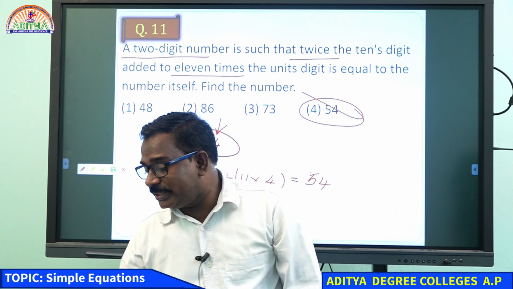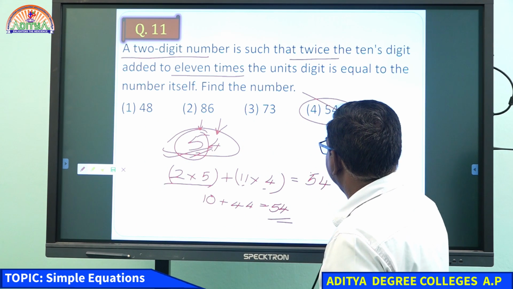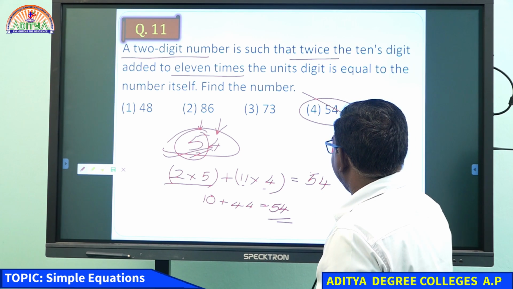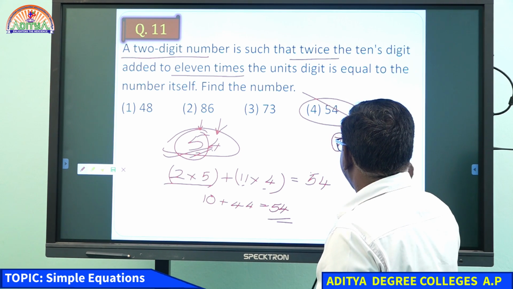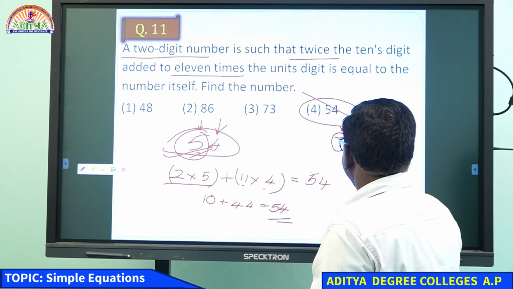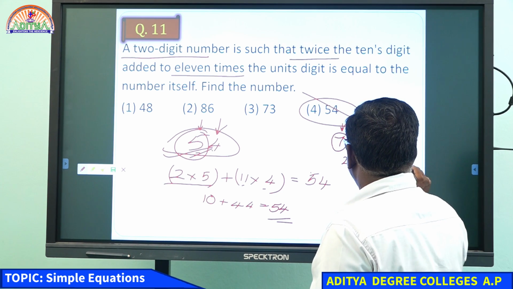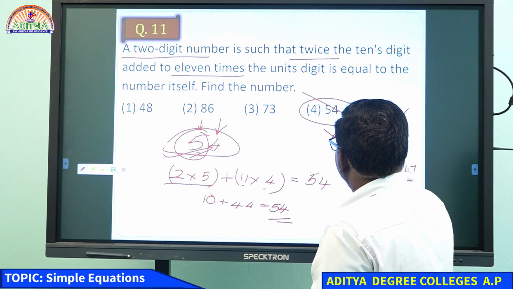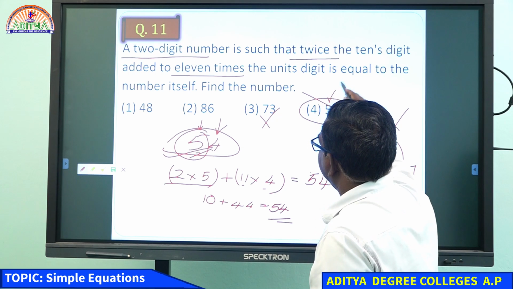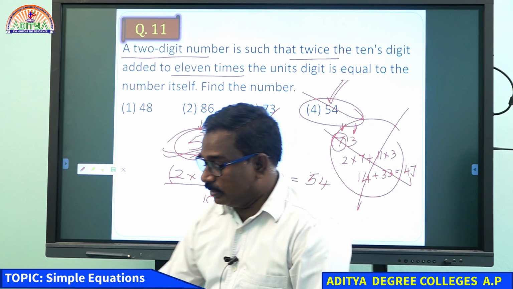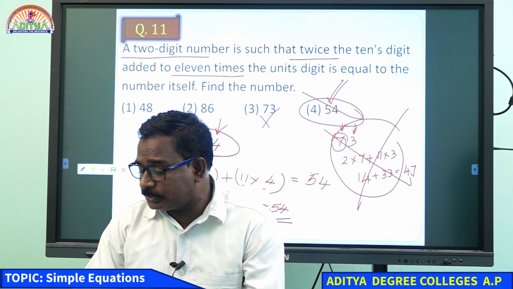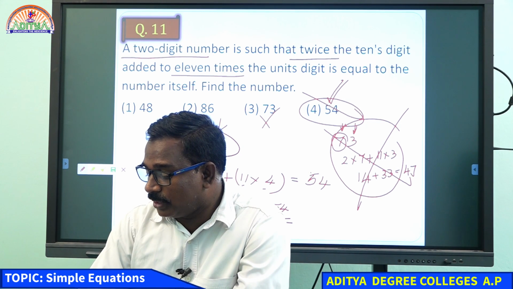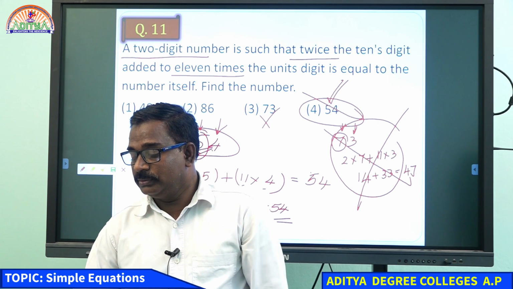Some have written 73, how 73? We can check once. 73, unit digit and tens digit. Twice the tens digit, 2 into 7 is 14, plus 11 times 3 is 33, 14 plus 33 is 47, not 73. So this is not correct, this one is correct, 54. If this type of sums are given, you can go by options, very easy one. That is better, easy one.